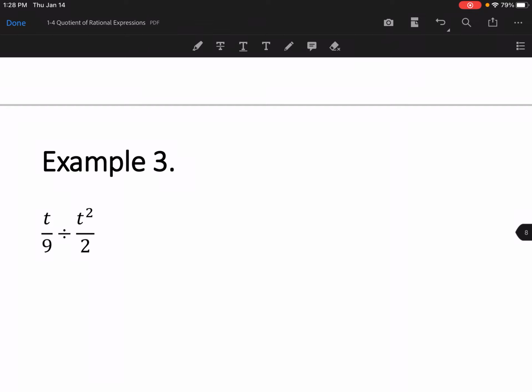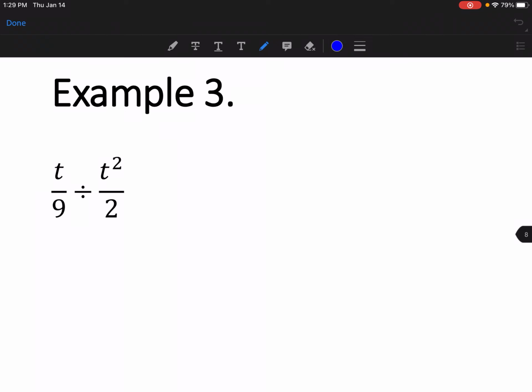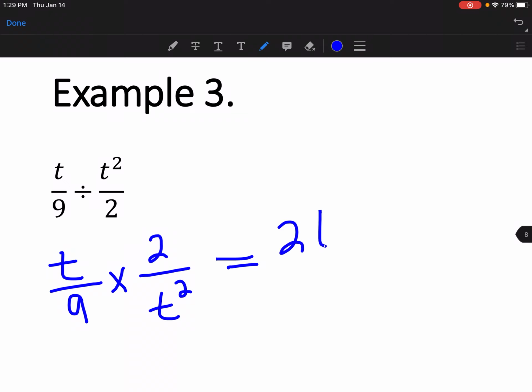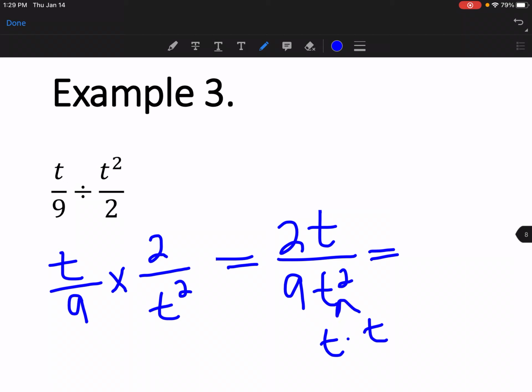If I have t over 9 divided by t squared over 2, again I keep the first fraction t over 9, change the division to multiplication, and flip to 2 over t squared. Then we multiply across. t times 2 is 2t, all over 9 times t squared, which is 9t squared. Can I reduce this any further? Yes, I have t and t squared. T squared means t times t, so I cross one out from the top and one from the bottom. My answer is 2 over 9t.